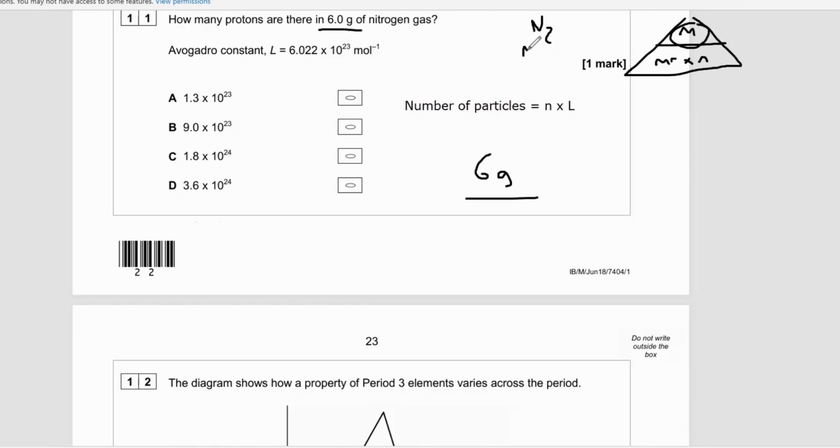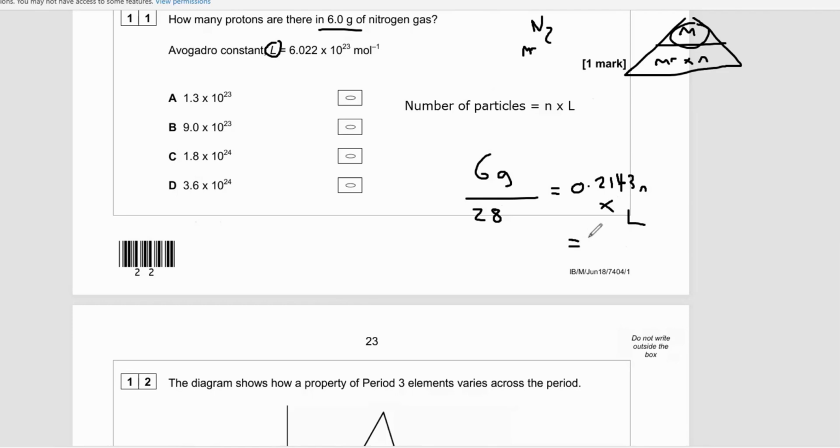So first of all, we can find out the moles of the nitrogen, 6 grams over 28. Why 28? You've got two nitrogens. Remember, the mass of one nitrogen atom is 14, or 1 mole of nitrogen atoms is 14. So we're going to do 6 over 28. That means that we have got 0.2143 moles. n is the kind of link between the two equations.